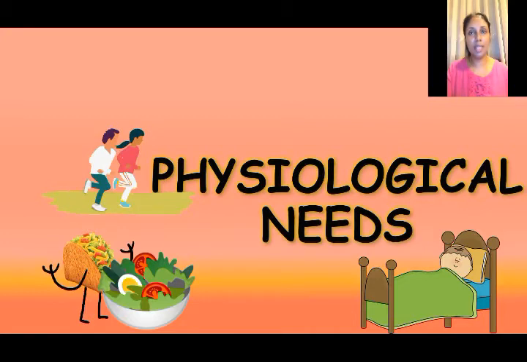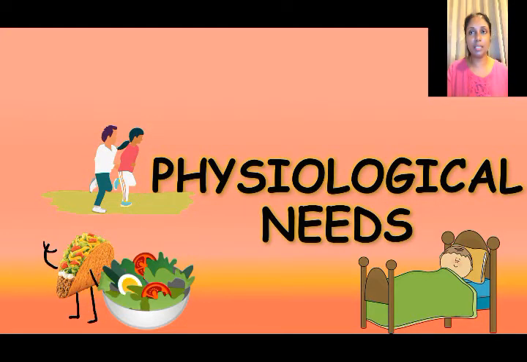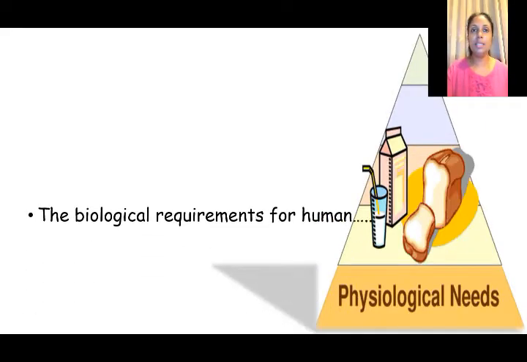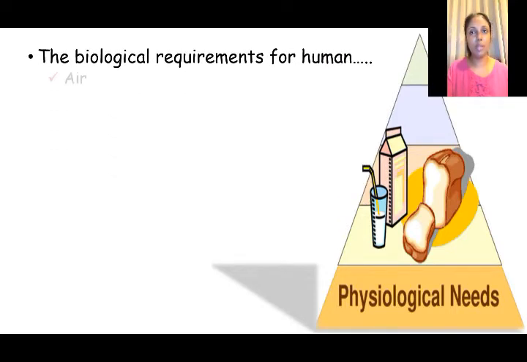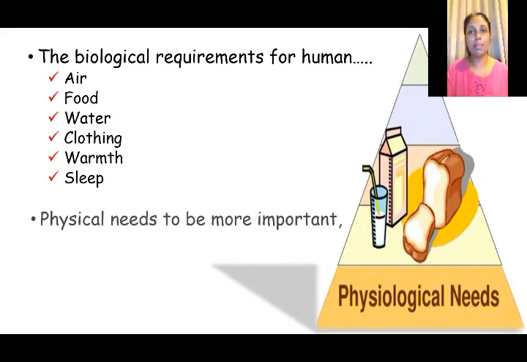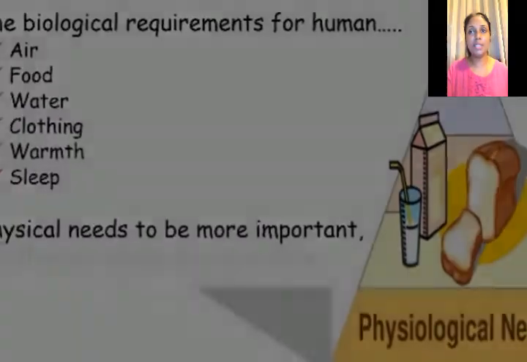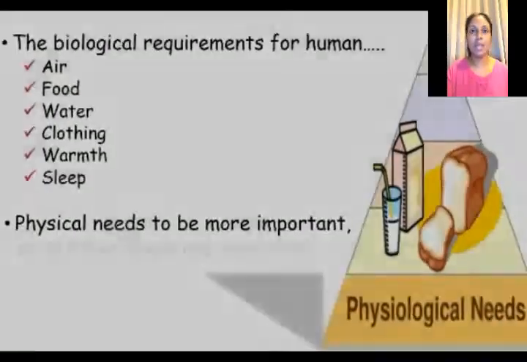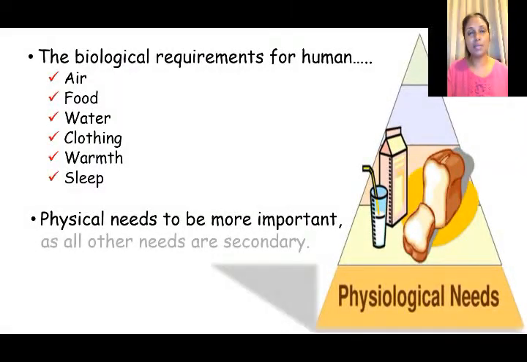The first stage of need in human beings is physiological needs. These are the biological requirements for human existence. Examples are air, food, water, clothing, warmth, and sleep. If these requirements are not met, the human body cannot function optimally. Until these needs are met, Maslow considered physical needs to be more important, and all other needs are secondary.